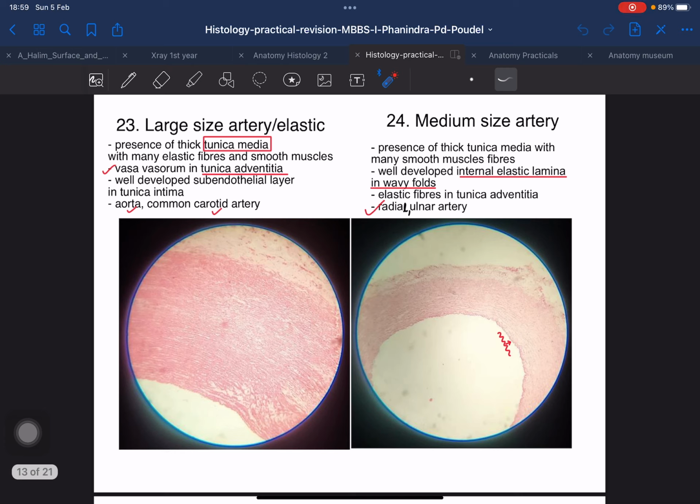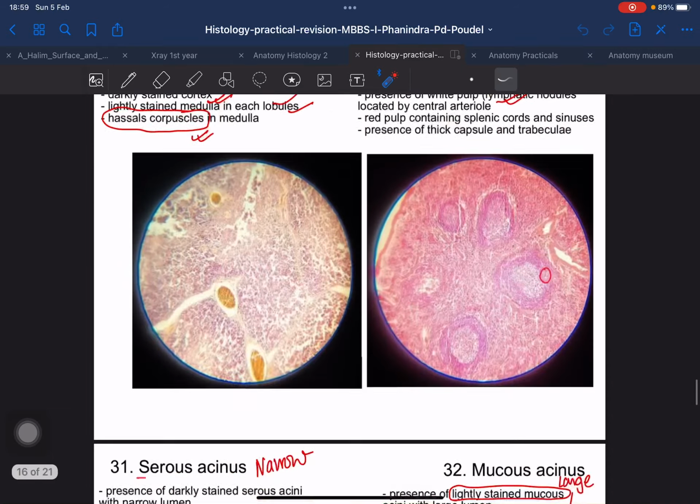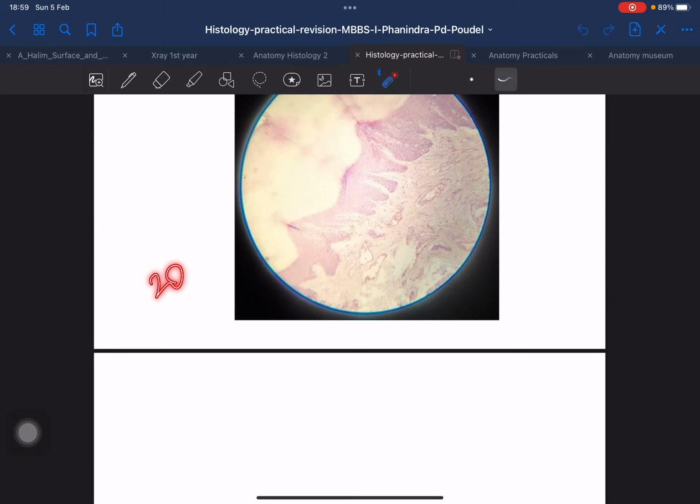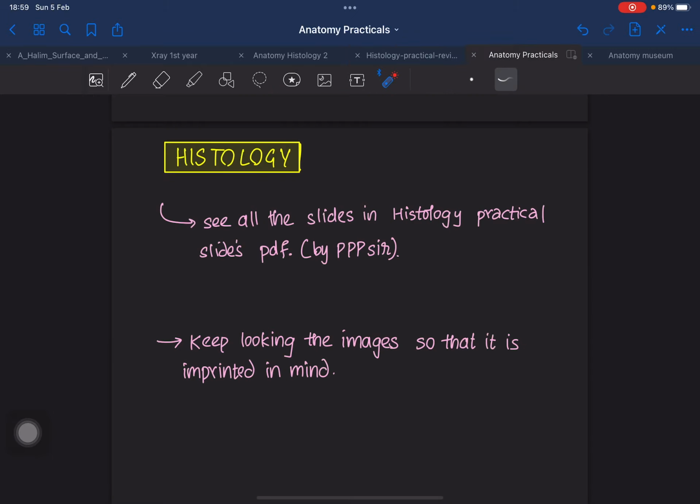Don't confuse between the large size artery and the medium size artery as well. In the large size artery, there is a very thick tunica media. Similarly, in the medium size artery also there is a thick tunica media. You can see the lumen is not seen here, but it is properly seen in the medium size artery, and there is also the presence of wavy margins. Okay, there is the internal elastic lamina. So have a look at all of the slides. Don't miss this, because it is a sure shot 20 marks.